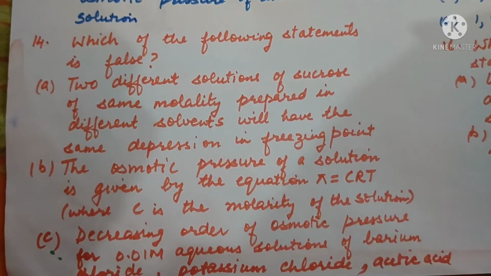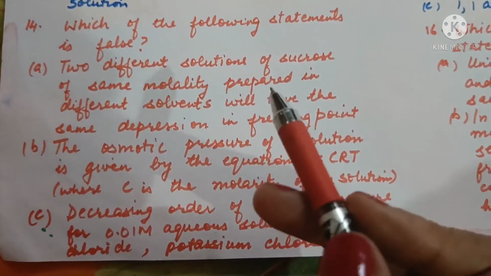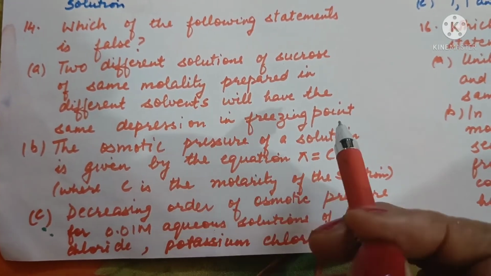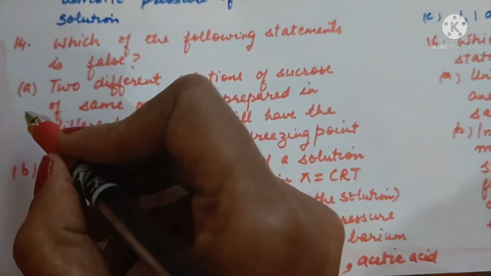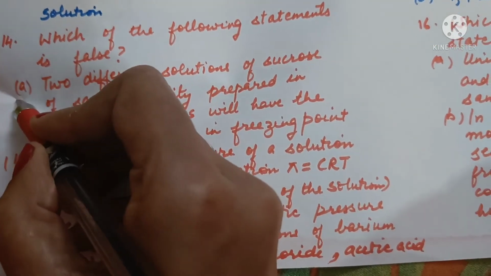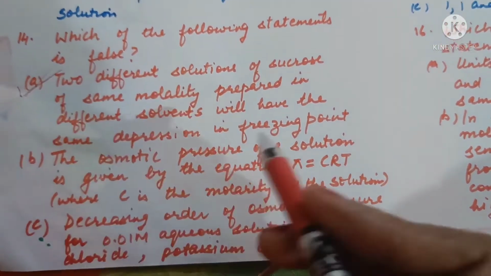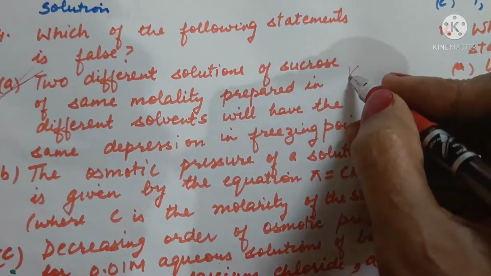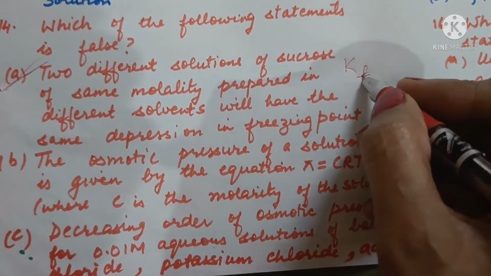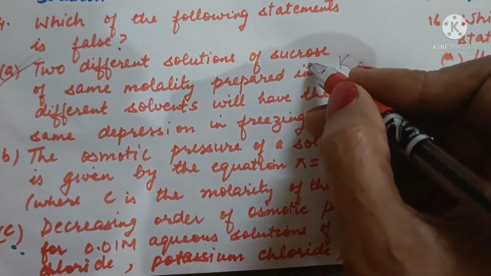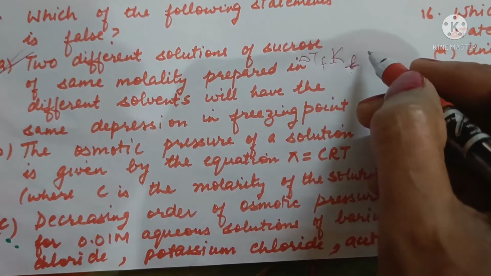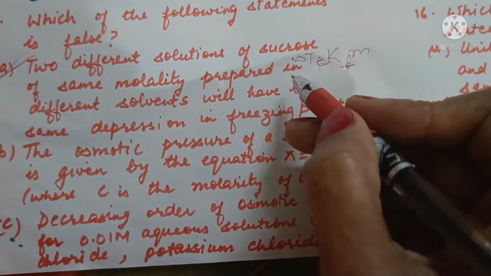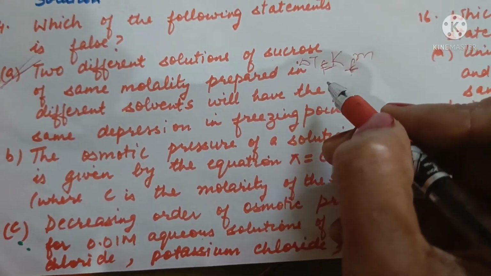Which of the following statements is false? Two different solutions of sucrose of same molality prepared in different solvents will have same depression in freezing point. This is false because having different solvents will have different Kf values. As you know, delta Tf is equal to Kf into m. So when the Kf value is different, the depression in freezing point will be different.